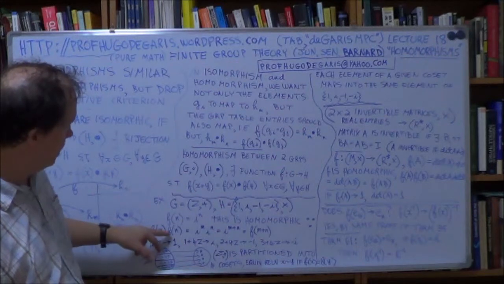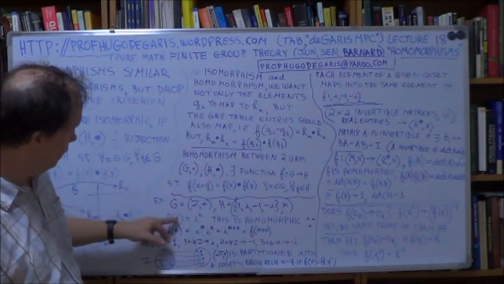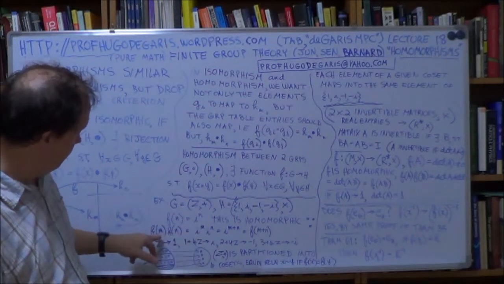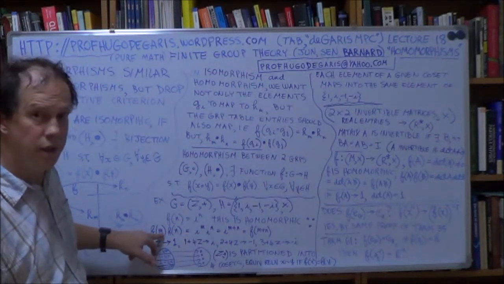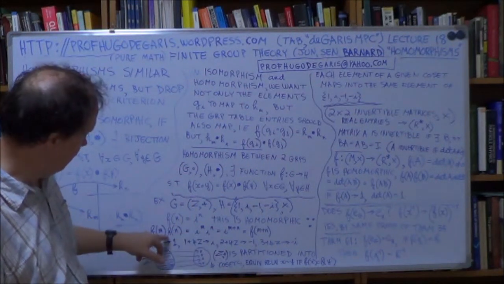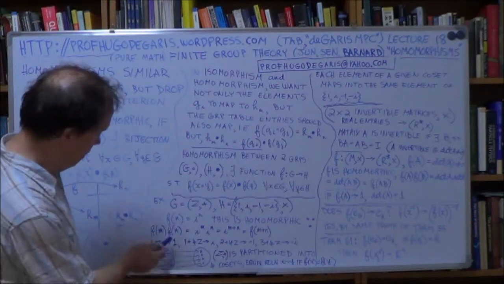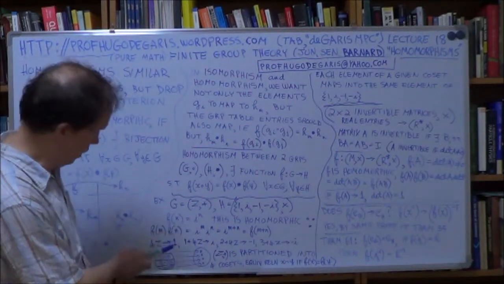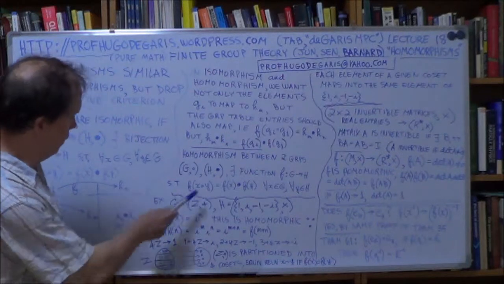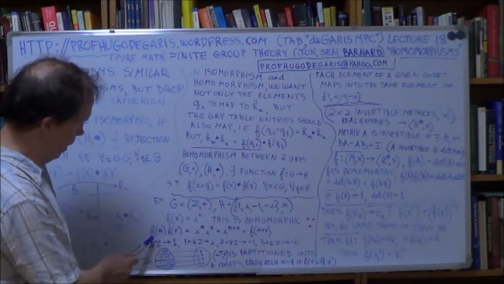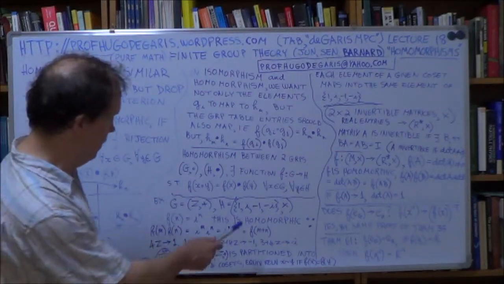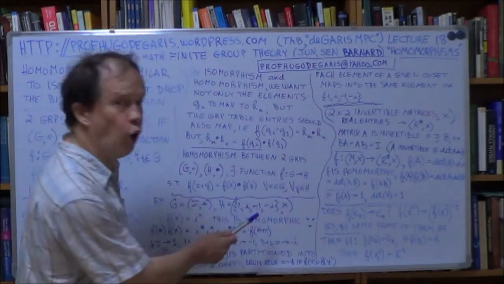f of m times f of n, using this definition, would be i to the m times i to the n multiplied. Now I'm using shorthand notation. Strictly speaking, there's a binary operator in here, and it's of this form. These f of m's and f of n's are members of H, right? They're one of these four.